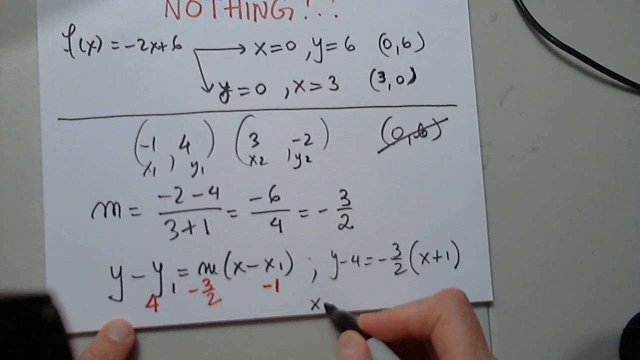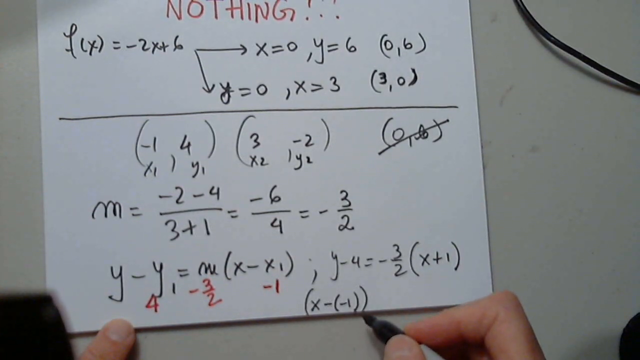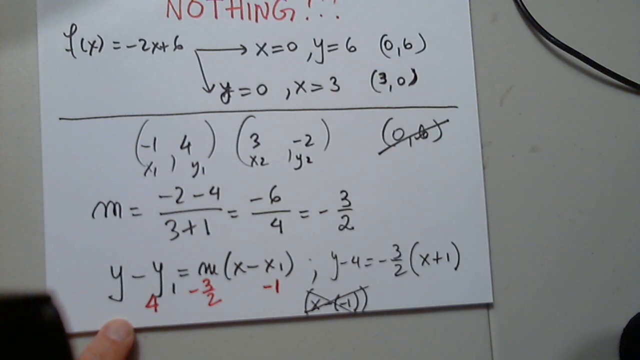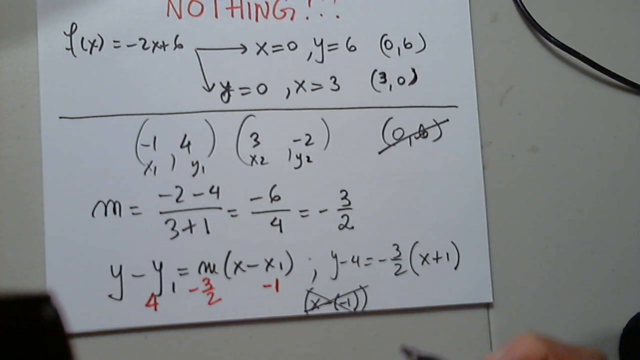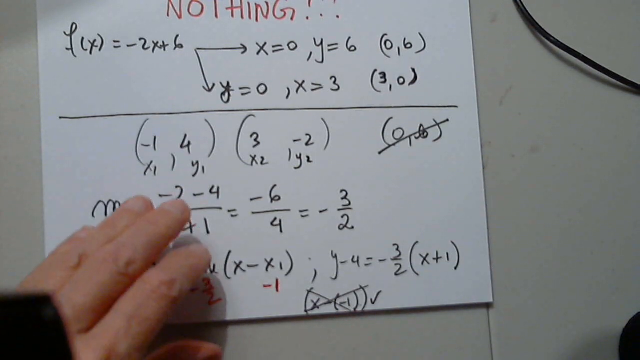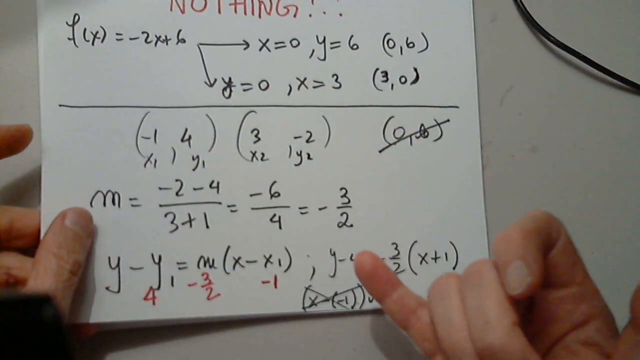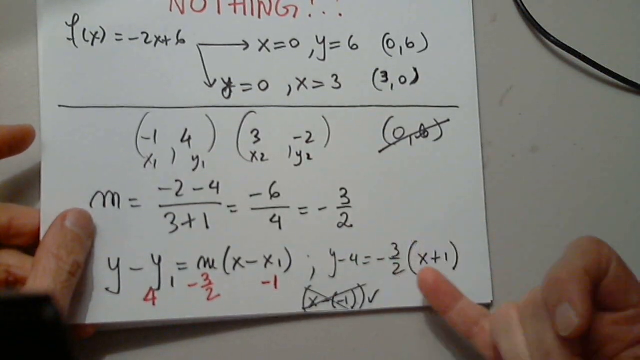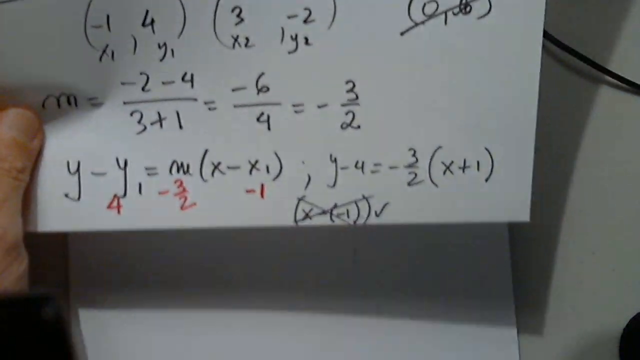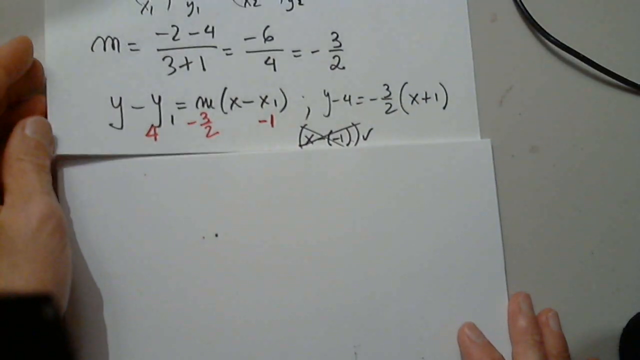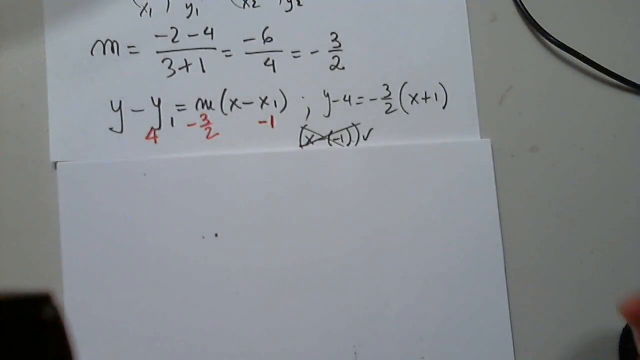Otherwise, I will have to write x minus -1 in parentheses. I don't want to do this. But it's up to you. I accept the method. You can write this. It's correct. But if you don't put enough parentheses, you may subtract wrong. Who knows what can happen? The next step is I have to solve for y. I have to distribute -3/2 and then add 4. So let's do that. And this is page 2.